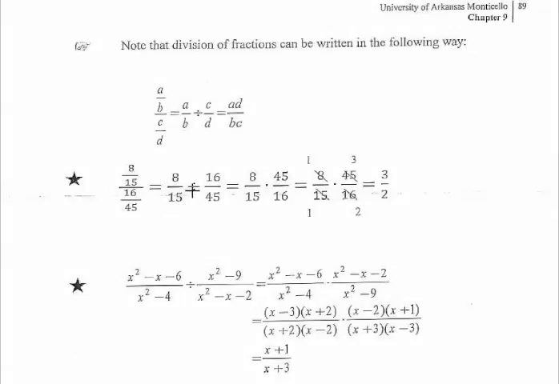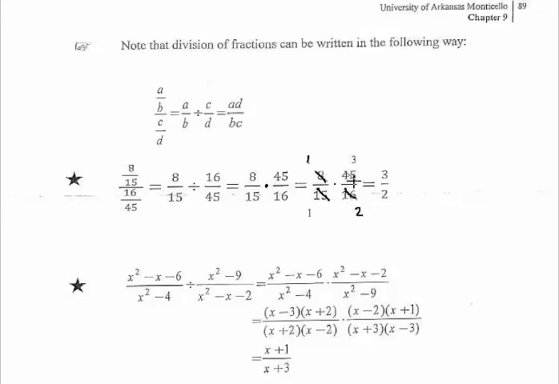We have 8 over 15 divided by 16 over 45. Let's see what happens. Division turns to multiplication. And we also flip the second fraction, 45 over 16. And then we run through the numbers. 8 and 16, they simplify with an 8. So 8 divided by 8 gives us 1. 16 divided by 8 gives us a 2.